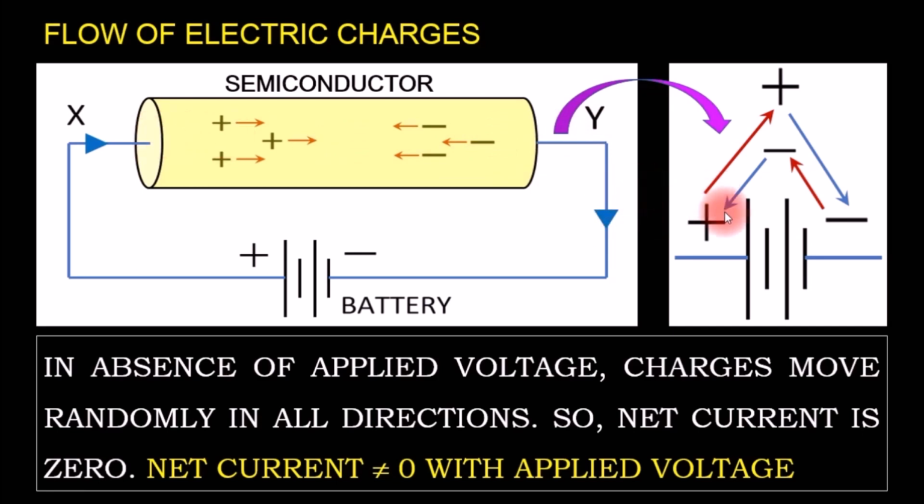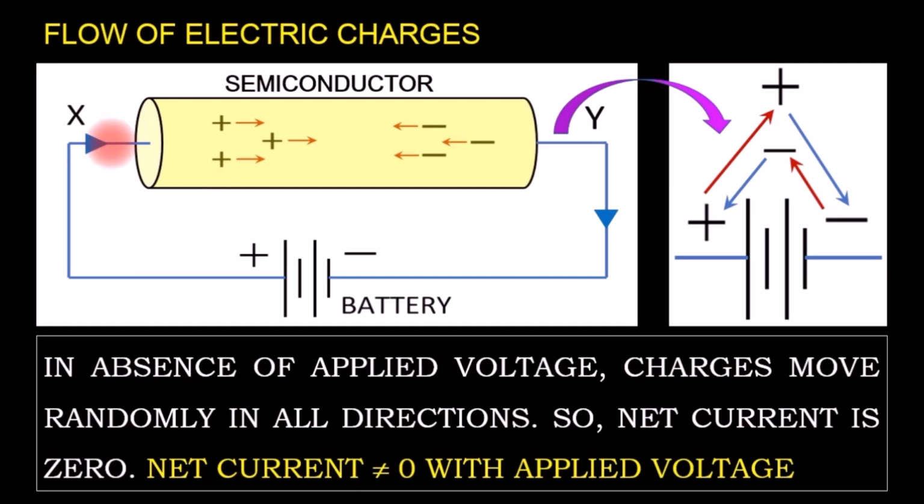Now on the right hand side, I have given a simple diagram. This diagram shows that the positive terminal of the battery is repelling the positive charge, whereas the negative electron is being attracted to the positive electrode. Similarly, the negative electrode of the battery will repel a negative charge, but a positive charge will be attracted to the negative electrode. In this way, positive and negative charges move in the circuit. In the absence of applied voltage, these charges will move randomly in all directions. As a result, the net current will be zero.